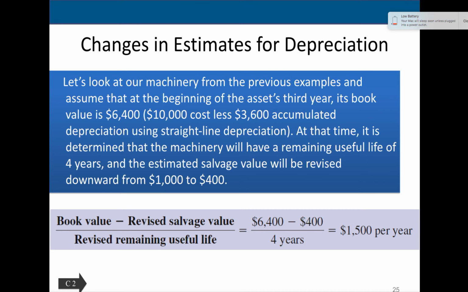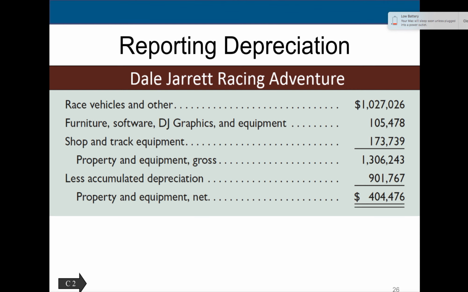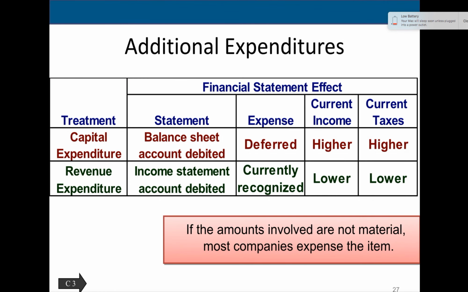And then if my useful life changed, I will change that too. And so this new calculation takes the amount that I still have left to allocate and just reassigns that over a 4-year period instead of the remaining 2 years that would have been in my initial estimate. So anytime that you have an estimate that needs to be changed, you would go through this calculation and just use the book value instead of initial cost, and revised salvage value, revised useful life instead of the initial estimates. We already talked about how that looks on the balance sheet.